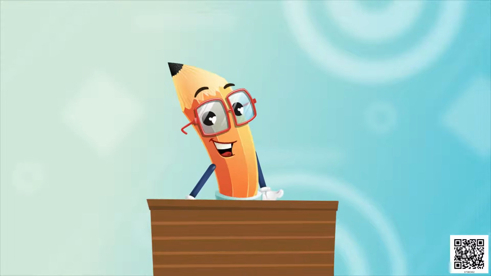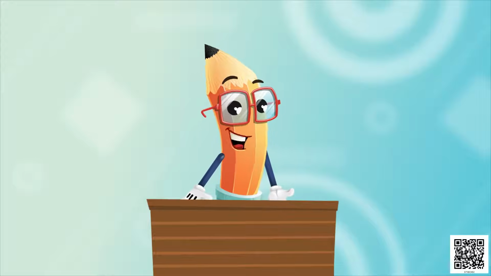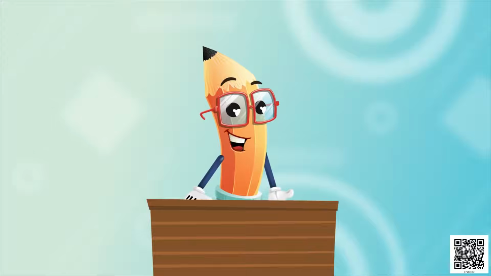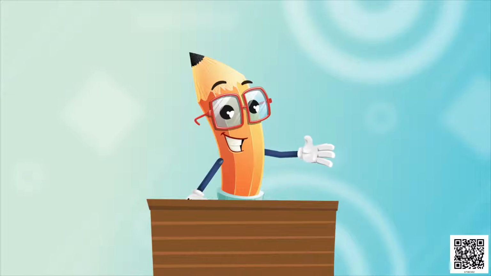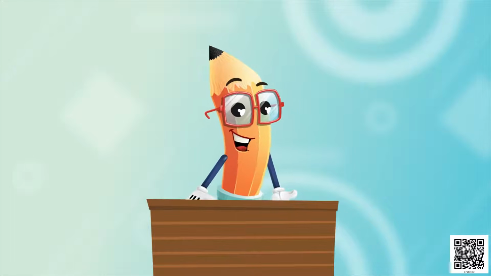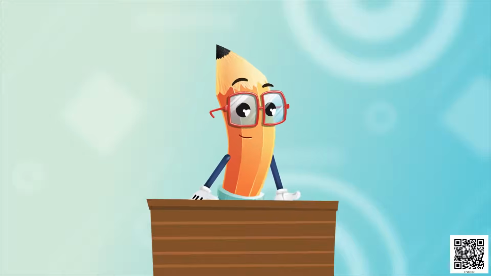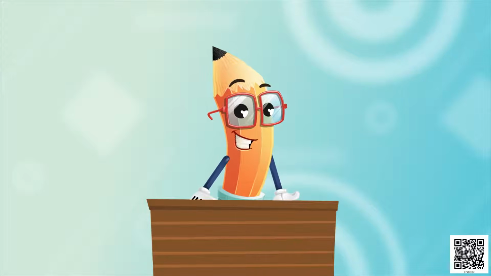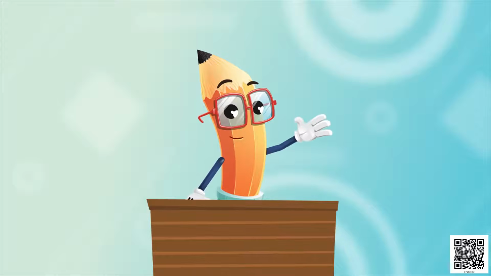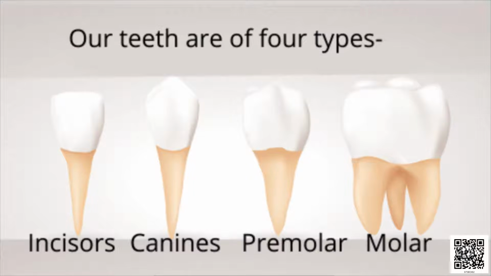Food is taken into the body through the mouth. The process of taking in food into the body is called ingestion. Now, let us know about our teeth first. Each tooth is rooted in a separate socket in the gums. Our teeth vary in appearance and perform different functions. Accordingly, they are given different names. Our teeth are of four types: incisors, canines, premolars, and molars.